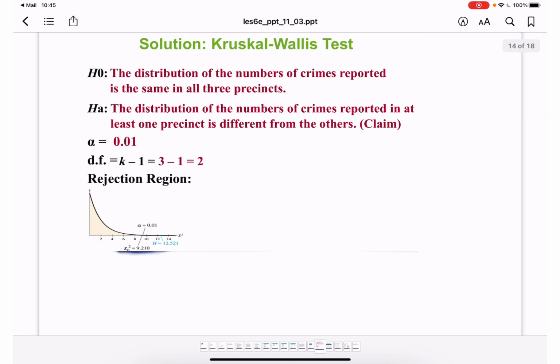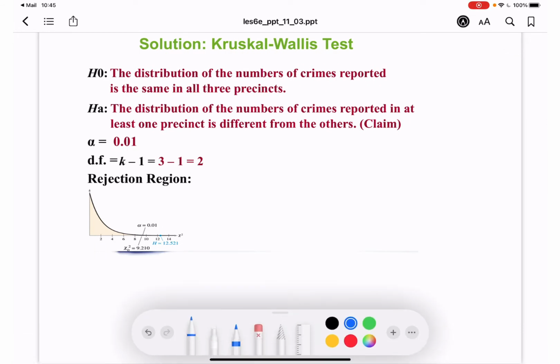So where is our null hypothesis? Here we have the distribution of numbers of crimes is the same in all 3 precincts. And the alternative: the numbers are different. So the alternative is going to be our claim. Alpha is 0.01, and degree of freedom, since we have 3 samples, is 3 minus 1.